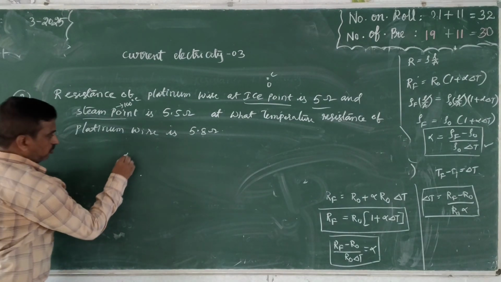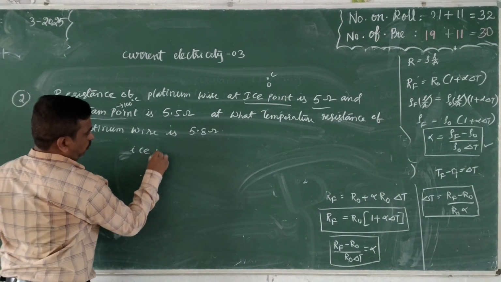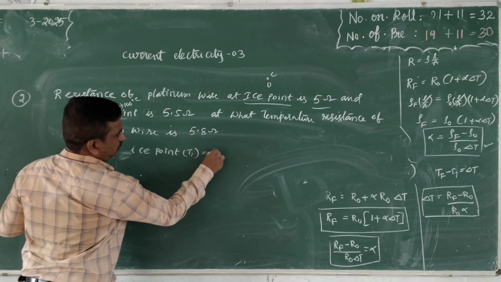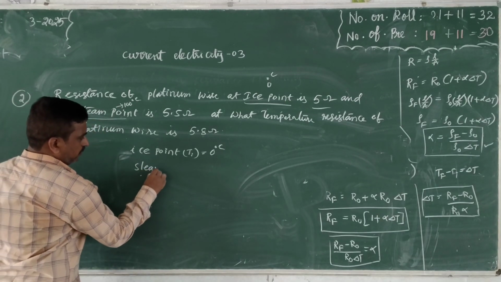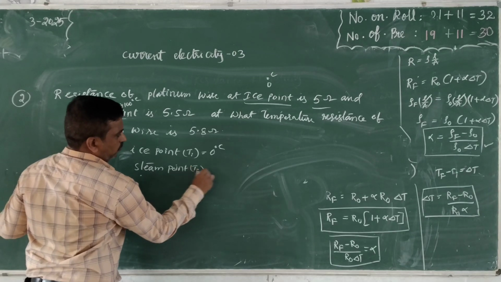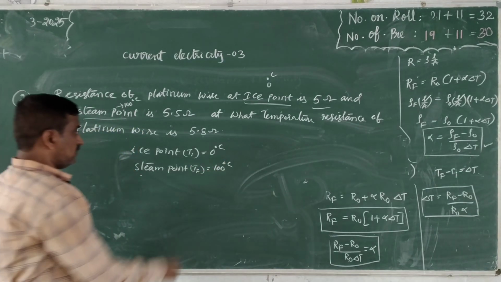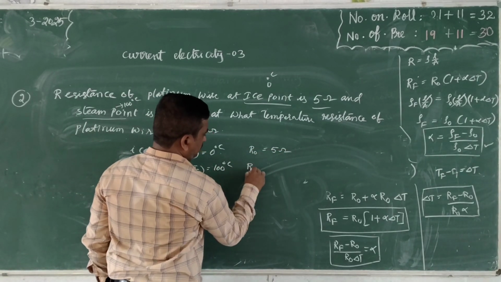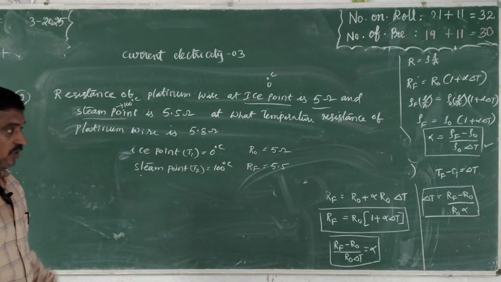First, the alpha value. Ice point is the initial point, so 0 degrees. Steam point is final, so 100 degrees. In the first case the resistance is 5 ohms. In this case the resistance is 5.5 ohms. By using these values we can find the alpha value.